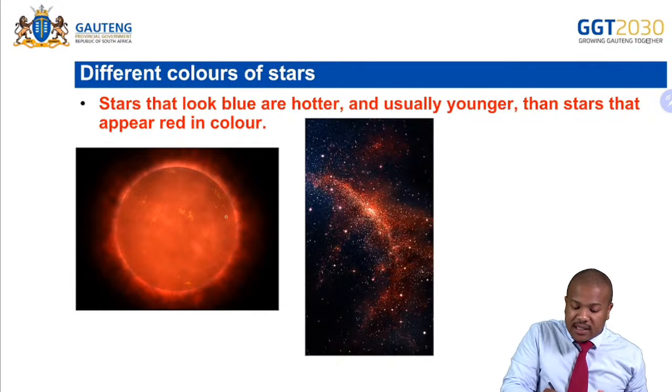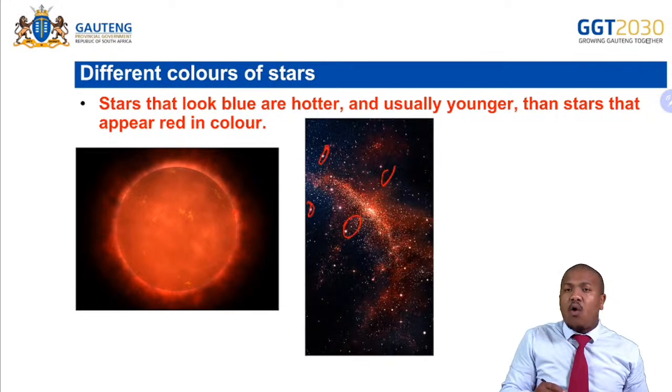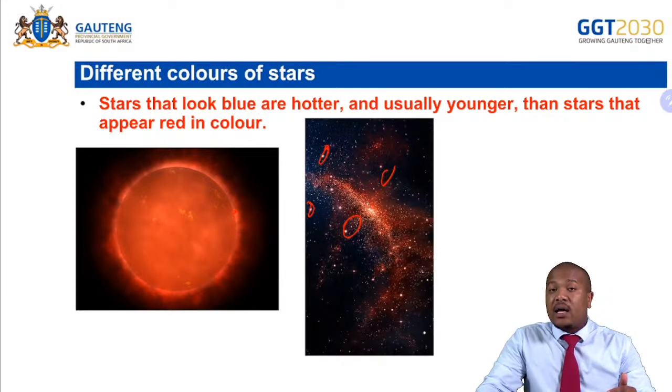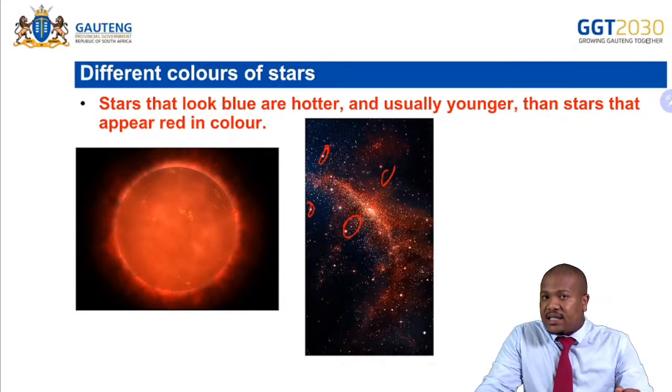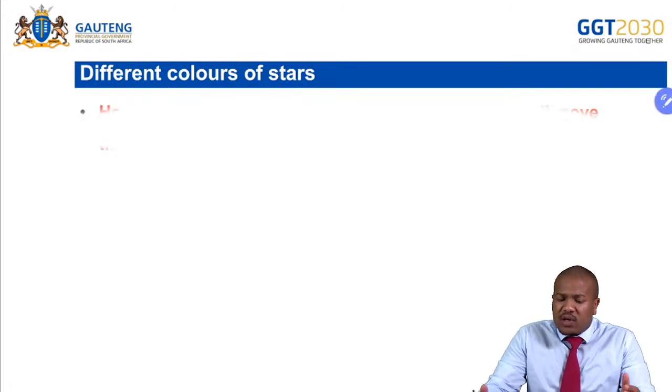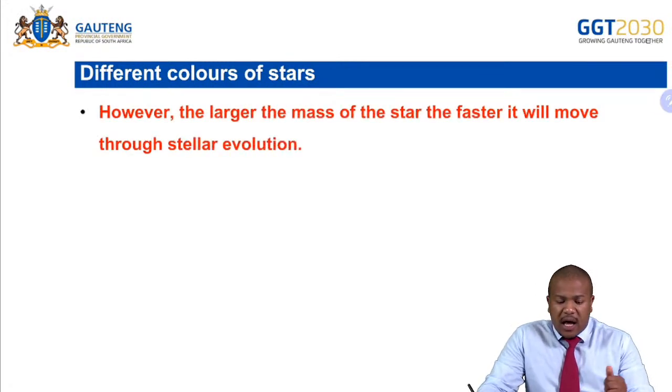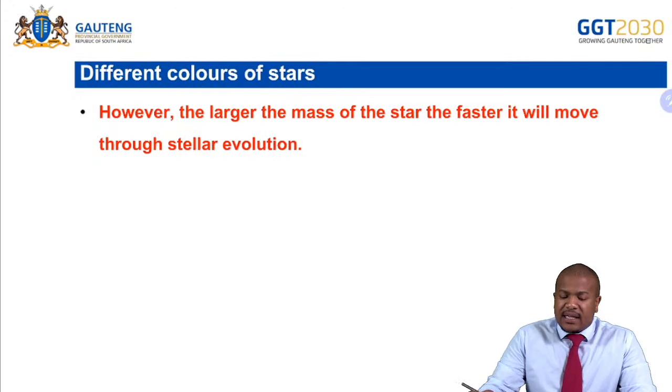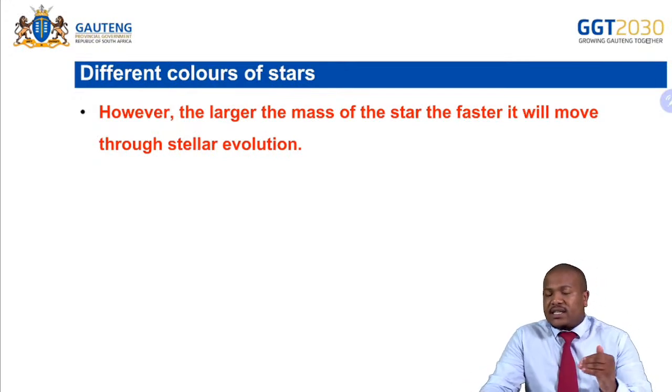Here is an example of a red star, and as you can see, these are all examples of stars that appear red in color. So what do these different colors mean? However, the larger the mass of the star, the faster it will move through stellar evolution.